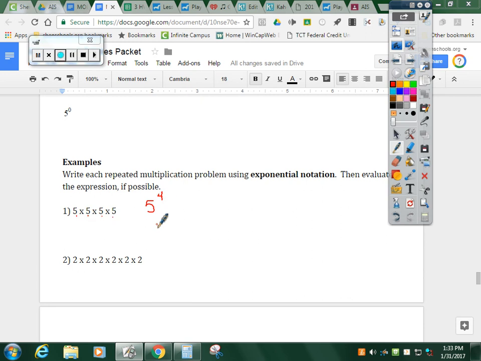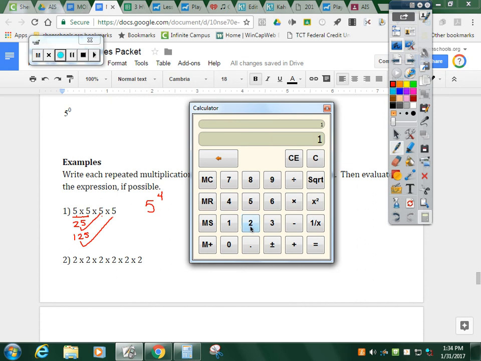Again, I'm going to use the check mark technique. 5 times 5 is 25. Feel free to use your calculator. 25 times 5 is 125. And then I'm going to check mark it again because I have one more times 5. So it's 125 times 5. When I evaluate this expression, it gives me an answer of 625.